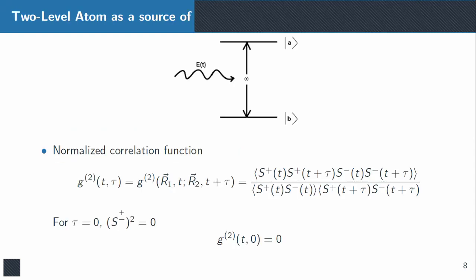So we know that a two-level atom could be an ideal source of anti-bunched light. A two-level atom is composed of two energy levels, that is the ground state and the excited state. If the two-level atom is excited, then it would only eject one photon at a particular time. So it could be described as a well-suited source for anti-bunched light.